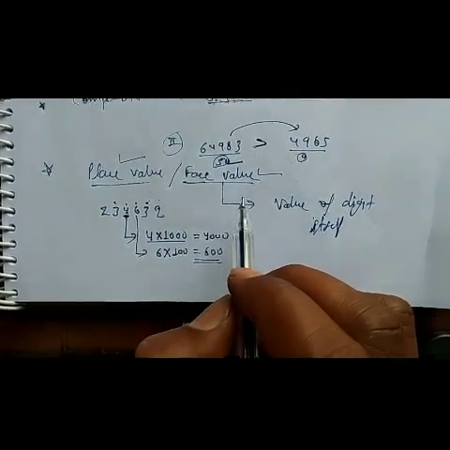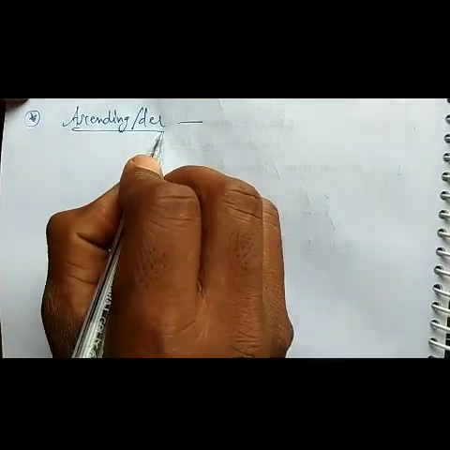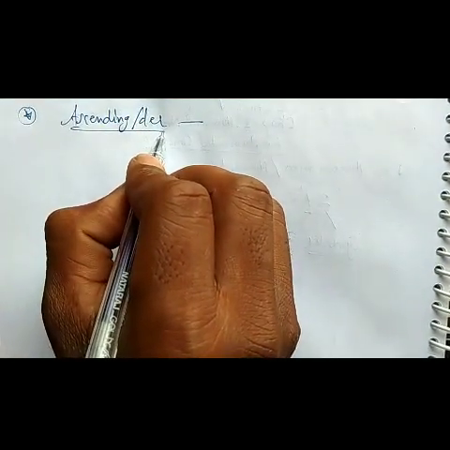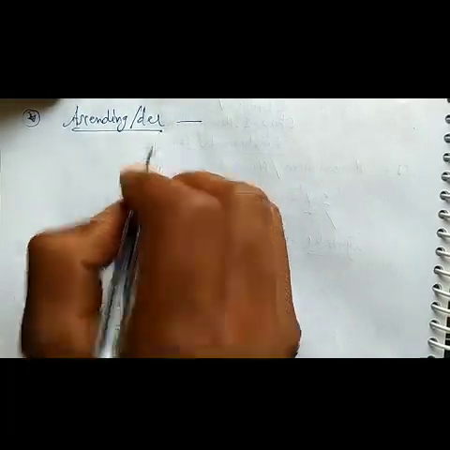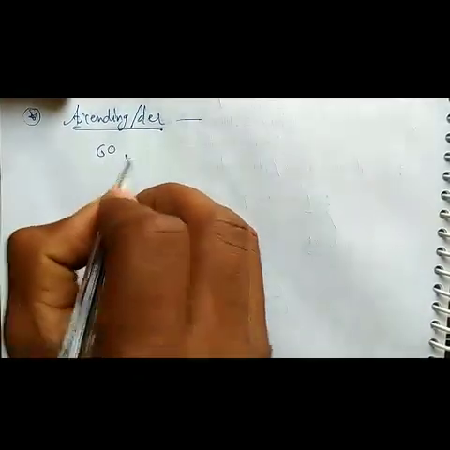Now let's start the next point. Our next point is ascending order and descending order. We already read about comparison. After comparison, we arrange the numbers in proper order. Suppose that there are some numbers.